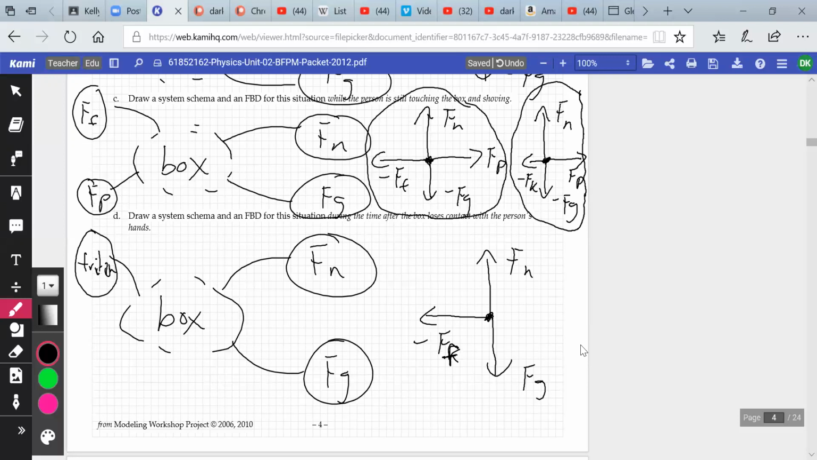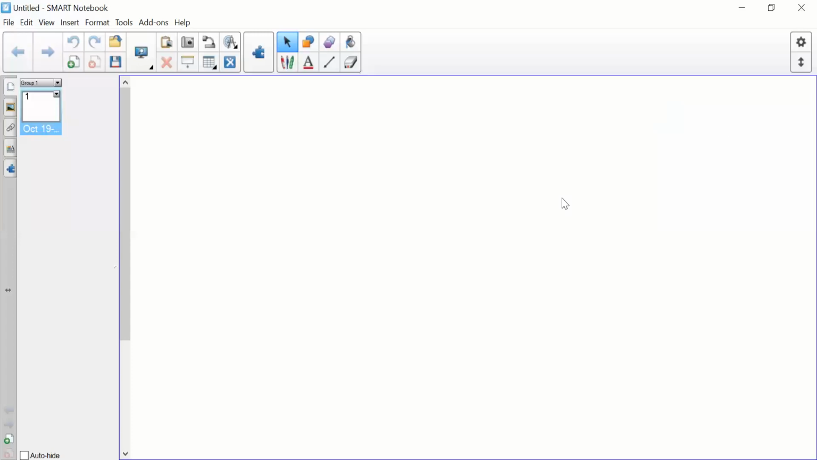Where is that part? Where is that? And section 5.3 talking about mass, and now we're going to continue on with that section and talk about Newton's second law.